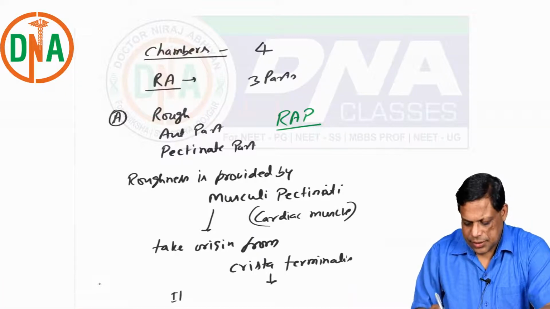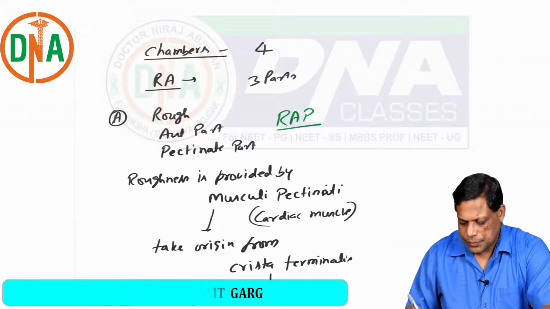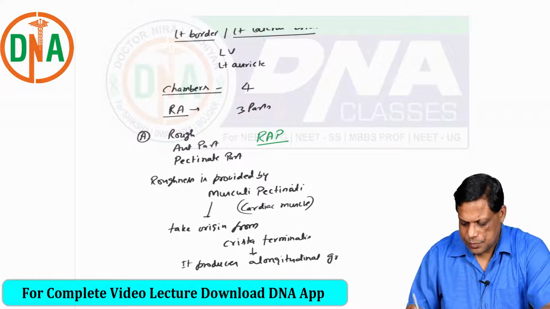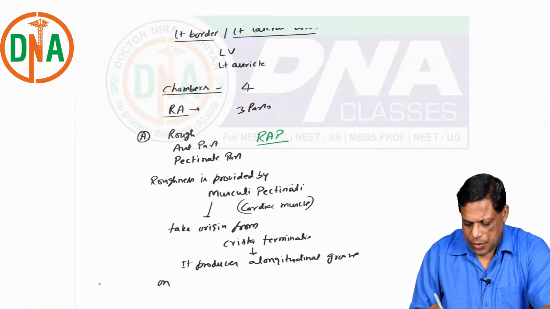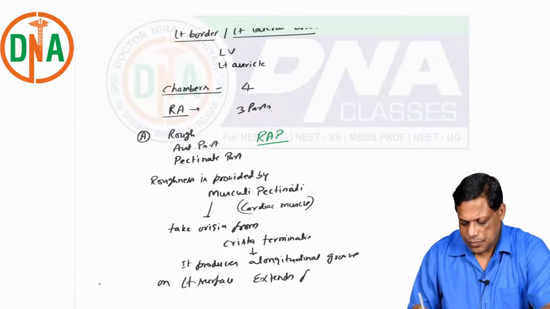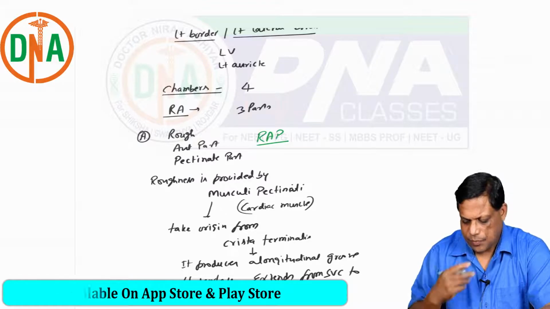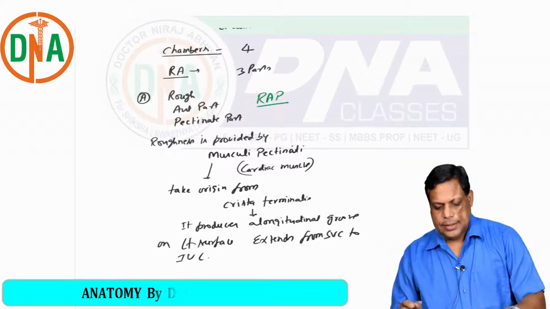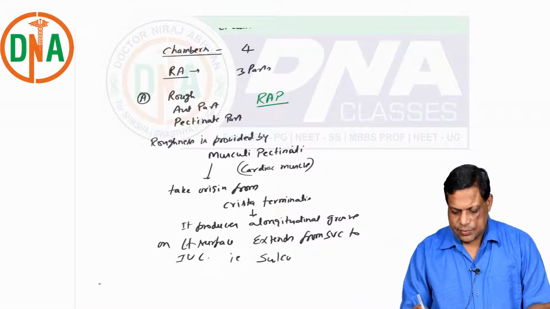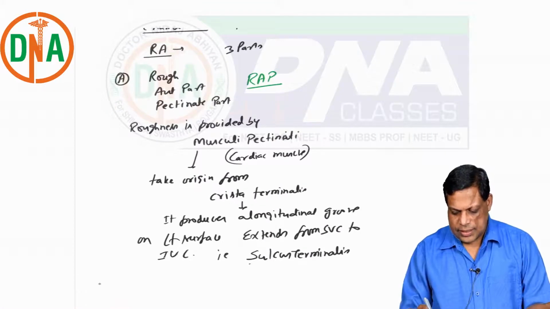This crista terminalis produces a longitudinal groove on the left surface of the heart, extending from the superior vena cava to the inferior vena cava, and that groove is known as the sulcus terminalis.